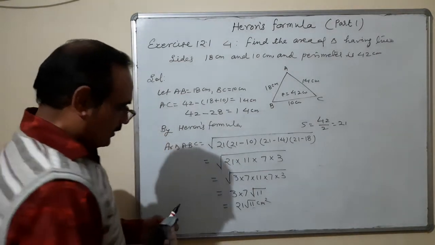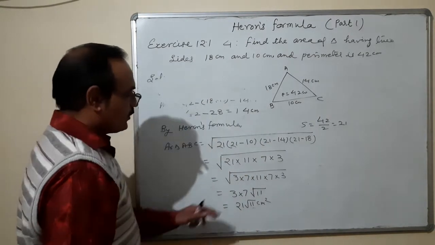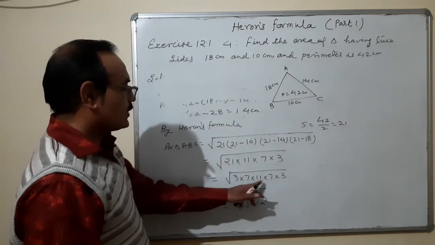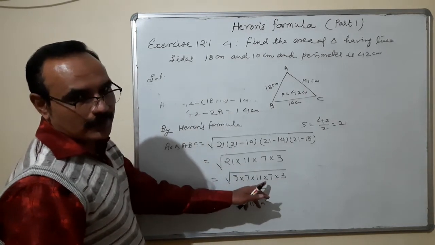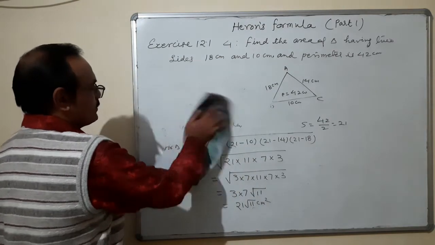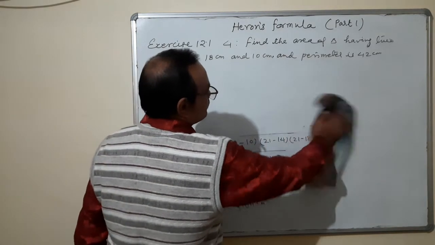Okay. If you want to find the answer in decimal form, then what should be done? You simply multiply all these terms: 21 multiplied by 11 multiplied by 21. So 21 into 21 is 441 multiplied by 11, and find out the square root by using the division method. Okay.